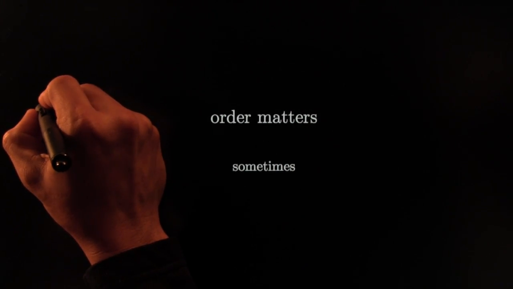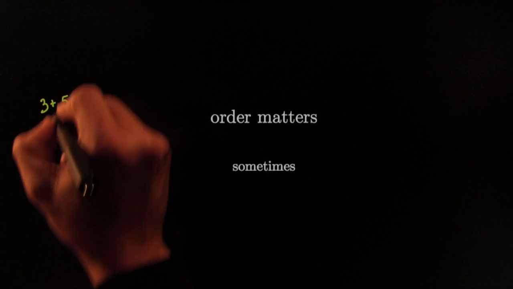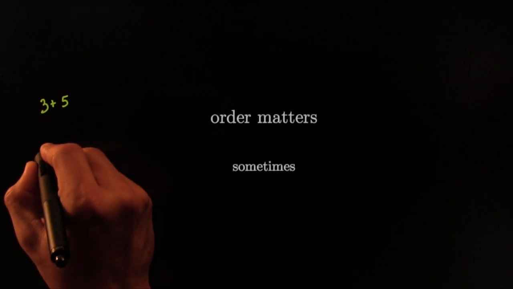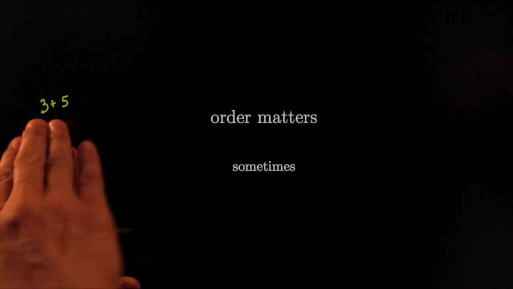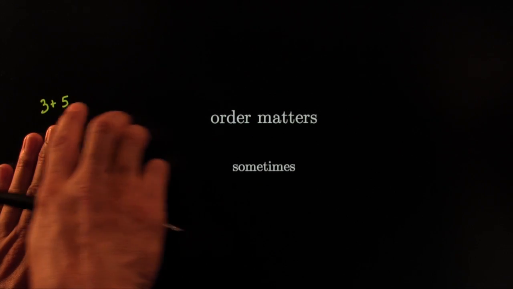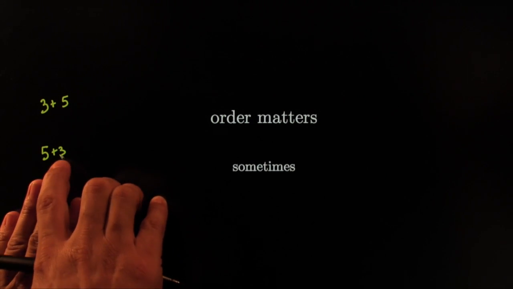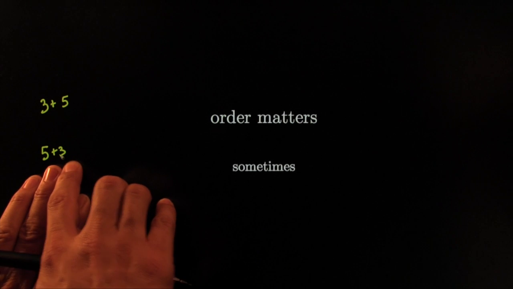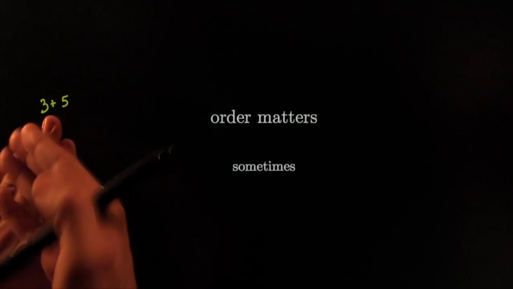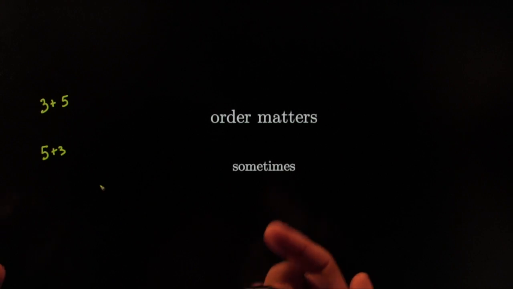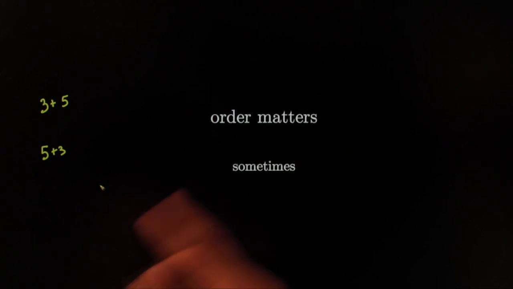So if I have 3 plus 5, would it matter if instead of doing that I do 5 plus 3? Let's check. I know how to do that because of the addition table. That's equal to 8. And 5 plus 3 is also equal to 8. So in this case, order doesn't seem to matter. I could do it both ways. 3 plus 5, 5 plus 3, same thing. But sometimes it does matter.